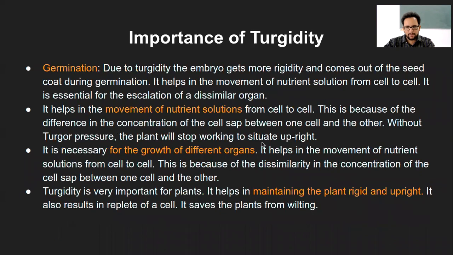Now, going forward with respect to the importance of turgidity: germination. With germination also we had seen how germination happens due to the phenomenon of turgidity. Due to this turgid nature of the cell, the embryo gets more rigidity. How? Again, with more water, the cell walls or cell membrane are distended, so more rigidity. And it comes out of the seed pod during germination.